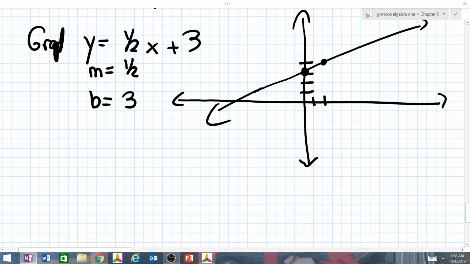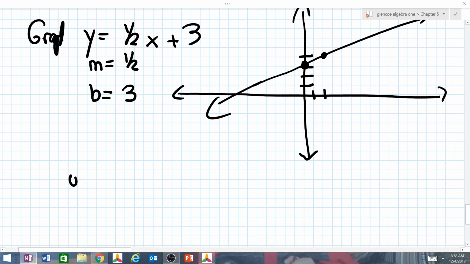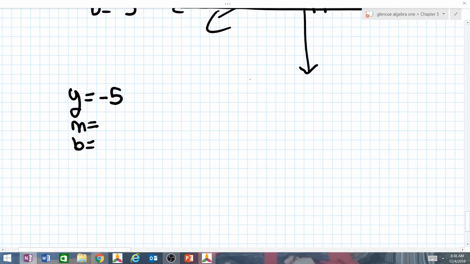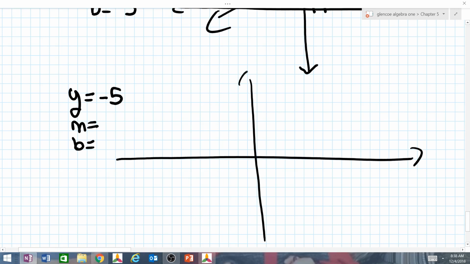Okay? Now let's just do two exceptions to the rule. Let's say I gave you y equals -5. On each of these, you'll have an equation and a little graph that'll look just like this in your packet. Next to it, it'll say, what does m equal? What does b equal? So y equals -5. If you know, raise your hand. Tell me what type of line it is. Y equals a number is always what type of line? Anybody? Thank you.